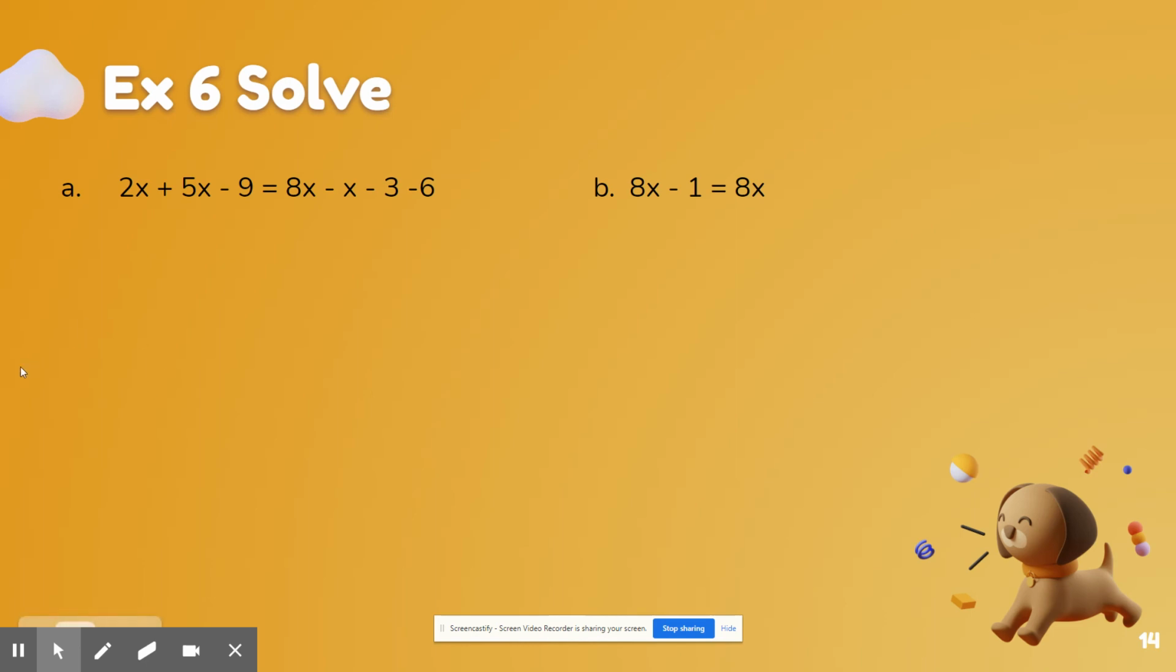So here's some examples of this. We're going to combine these. This will become 7x, minus 9 drops down. 8x minus x is 7x. Negative 3 minus 6 is negative 9. Everything's the same, right? So this means infinite solutions. So this is infinite.